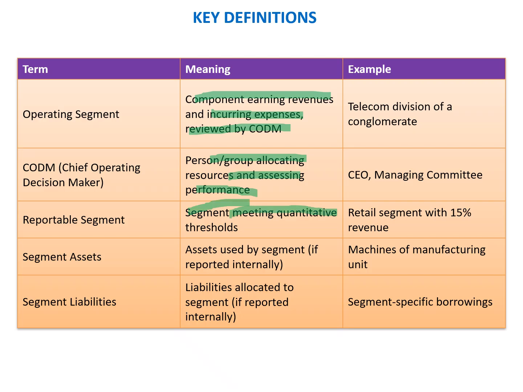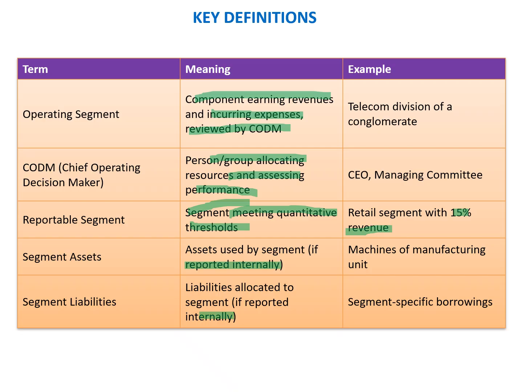What is the definition of the reporting segment? For example, a retail segment with 15% is treated as a reporting segment. This is the quantitative rule. Segment assets are the assets used by the segment, if reported internally, such as machines for manufacturing. And likewise, segment liabilities are the liabilities allocated to the segment, if reported.